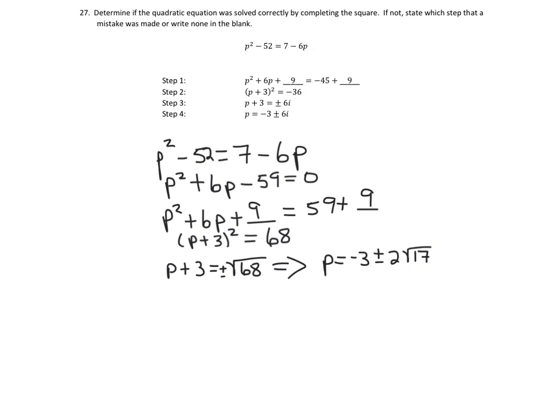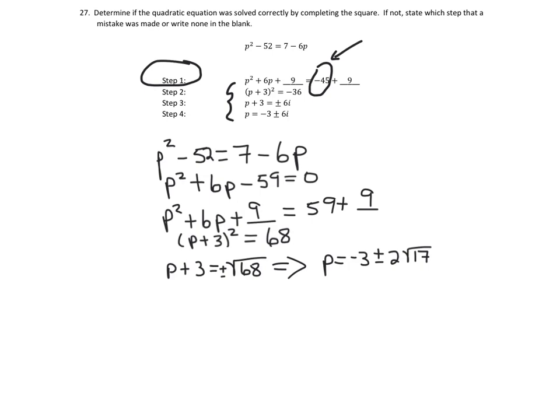Okay, so as you can see, right off the bat, the very first step, we have a mistake. So this person here, they made a mistake when they added 52 to both sides. If you add 52 to both sides, you should get 59, not negative 45. So right there is a mistake. So right away in step one, there was a mistake. So, of course, everything after that is going to be different. And all of this is going to be incorrect for this person because they made a mistake in the first step.